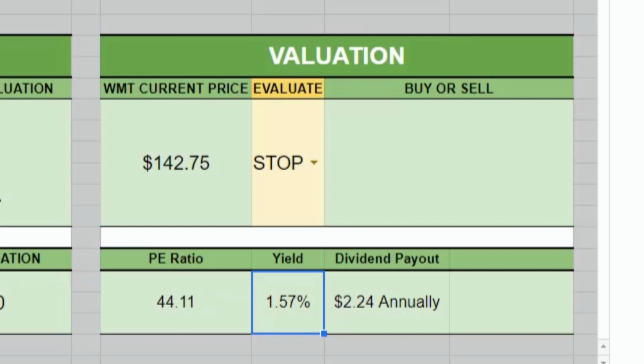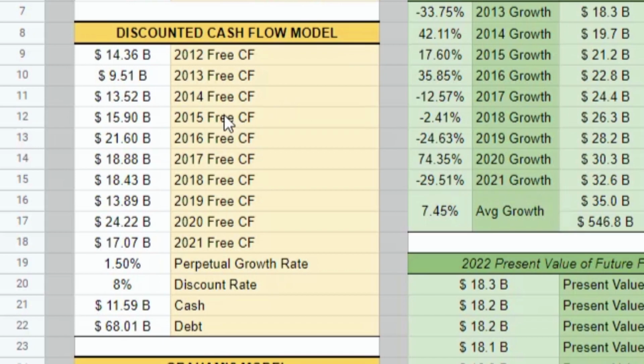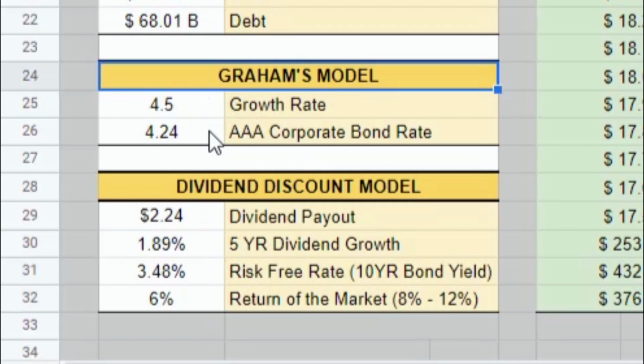So what are we doing in this video? Well, we're taking my dividend portfolio tracker spreadsheet, under our valuation tab, and we're going to evaluate Walmart using the discounted cash flow model, Graham's model, and the dividend discount model.